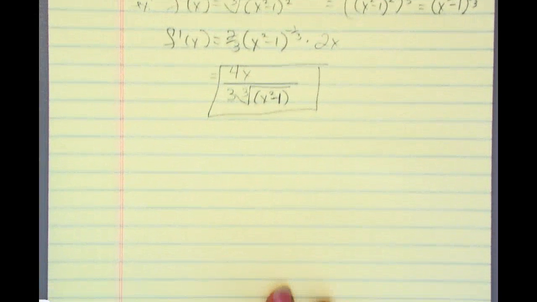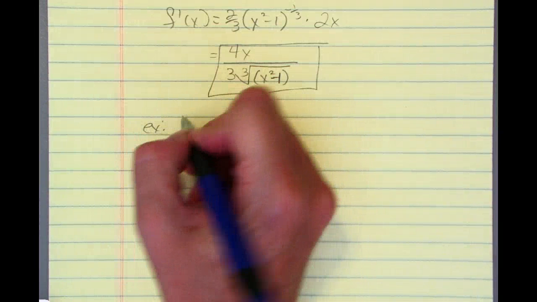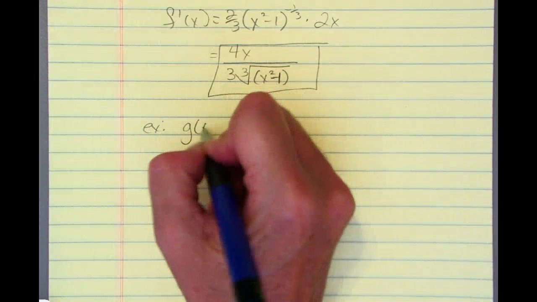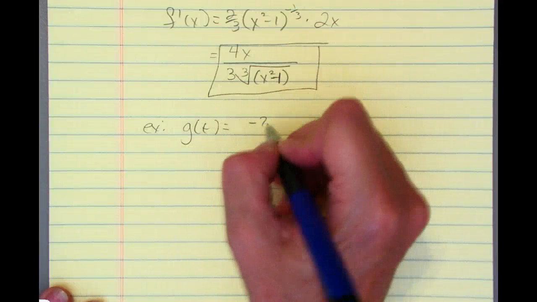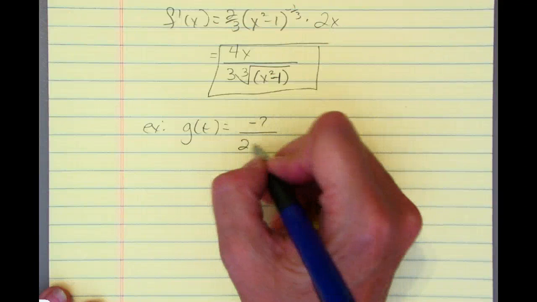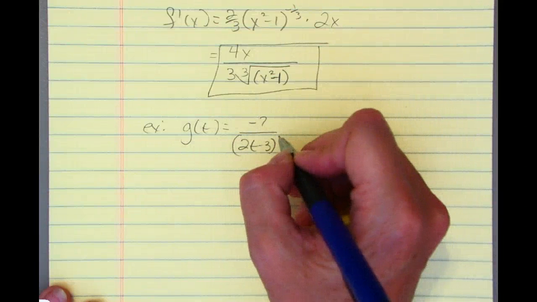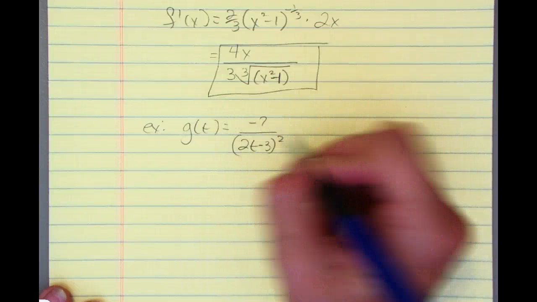Again, I'm just going to continue doing examples. It's probably the best way for you to understand this. So I'm going to take the derivative of the g function, which is negative 7 over 2t minus 3 quantity squared.